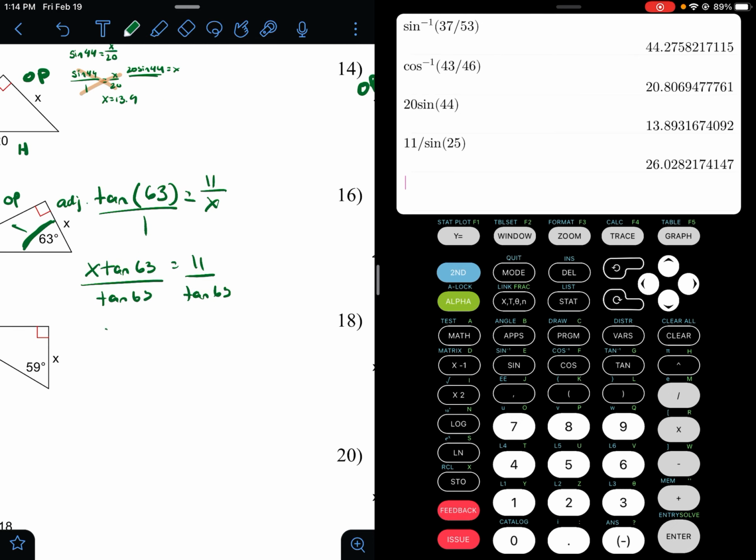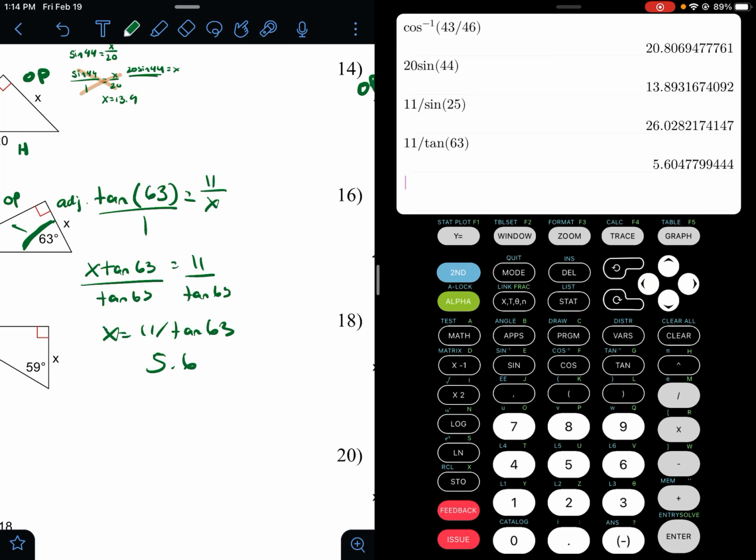All right, and you should get x equals 11 divided by tangent of 63. 5.6 is our answer here.